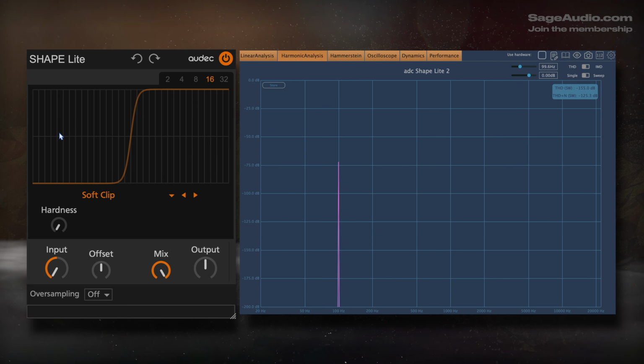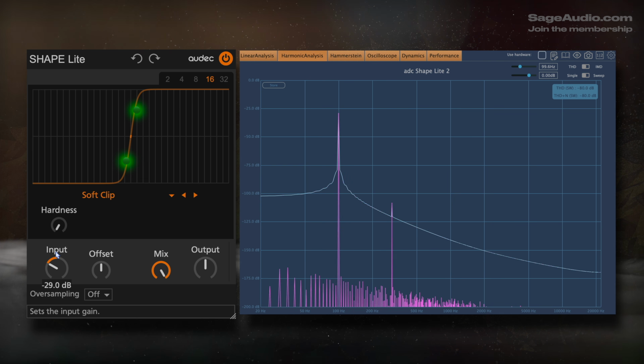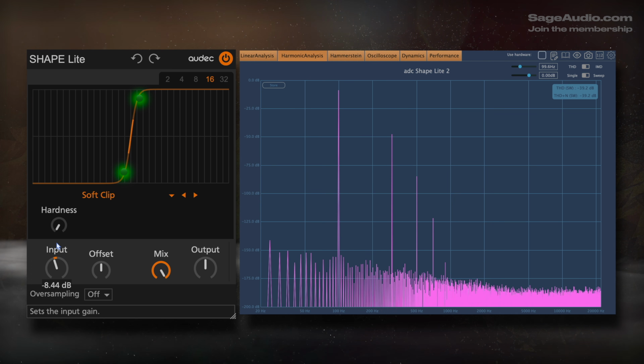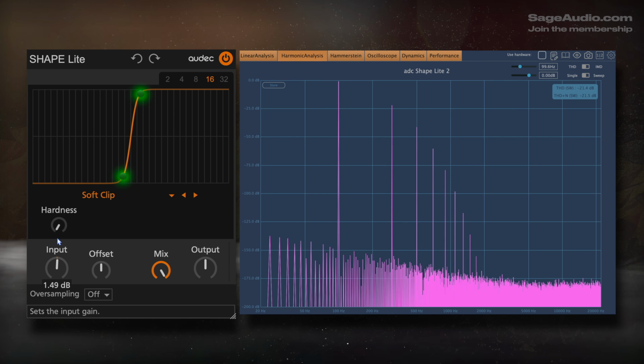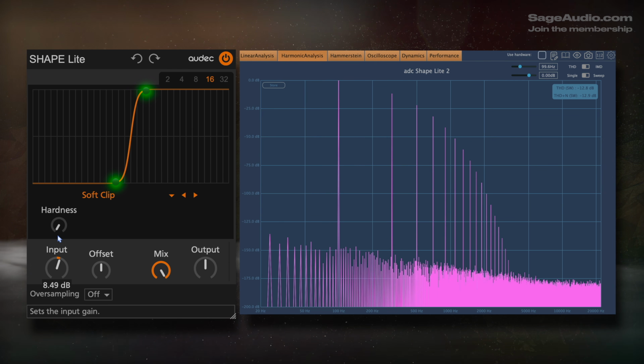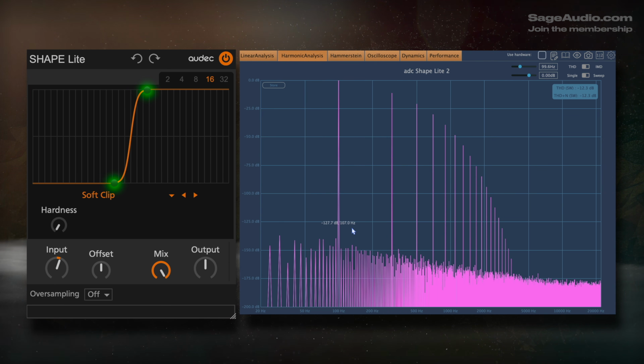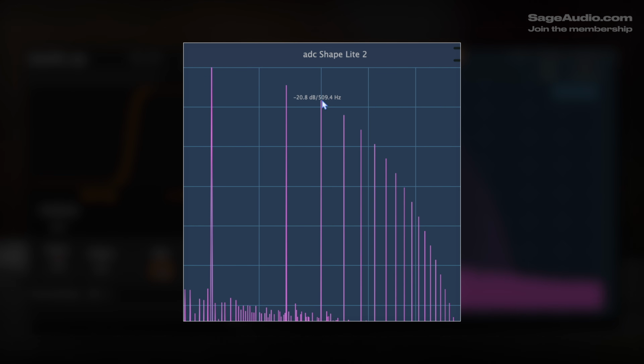Now to demonstrate this, here's this free ADC drive plugin. The green points represent the peaks and the troughs of a sine wave that I'm feeding into the plugin. As I increase the input and shape the wave, the differential between the input and the output creates harmonics. As the peaks and the troughs are reshaped, multiples of the original signal, in this case 100 Hz, are generated and become higher in amplitude, the greater the differential between the input and the output. So we'll notice 300 Hz, 500 Hz, and so on.